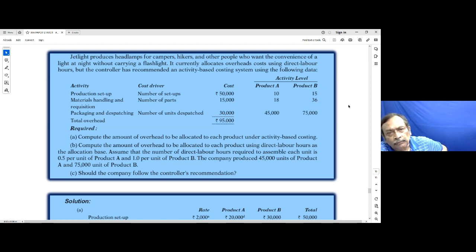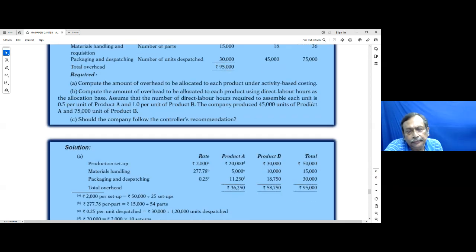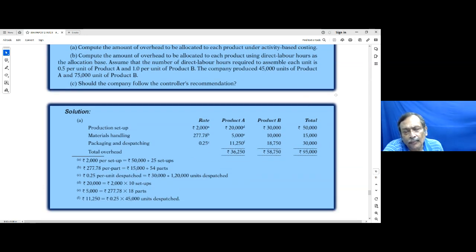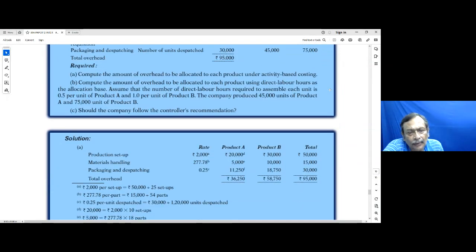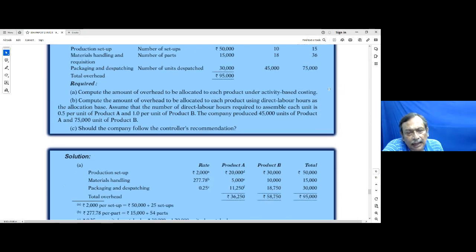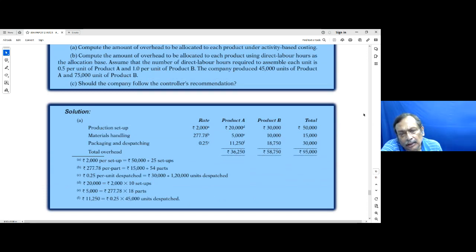Now, what is the controller asking for? The controller is asking for application of activity-based costing, and he has jotted down the various activities with respective cost drivers, the common cost, that is the overhead cost, and the various activity levels with reference to product A and product B. So what we are going to do is compute the various rates first. We have production setup, materials handling, and packaging and dispatching.